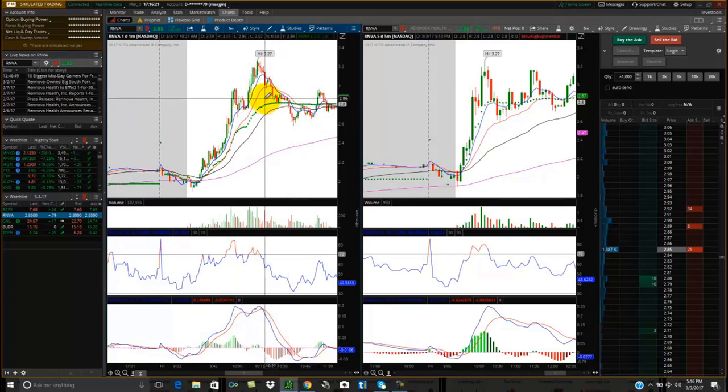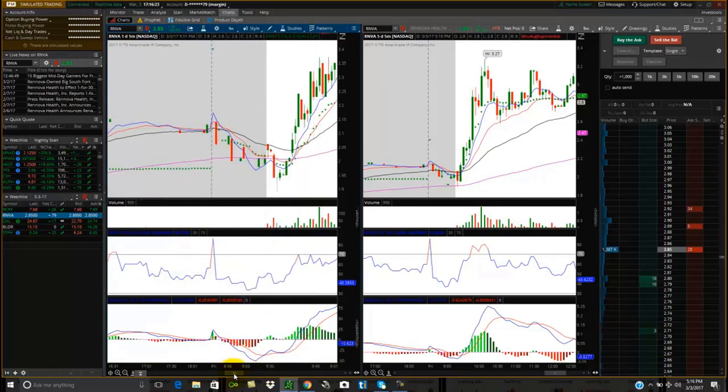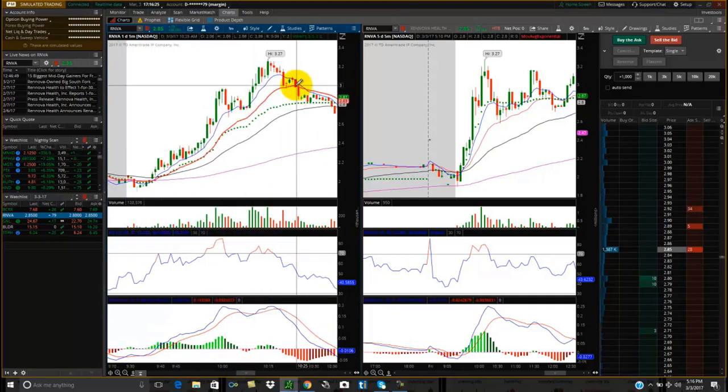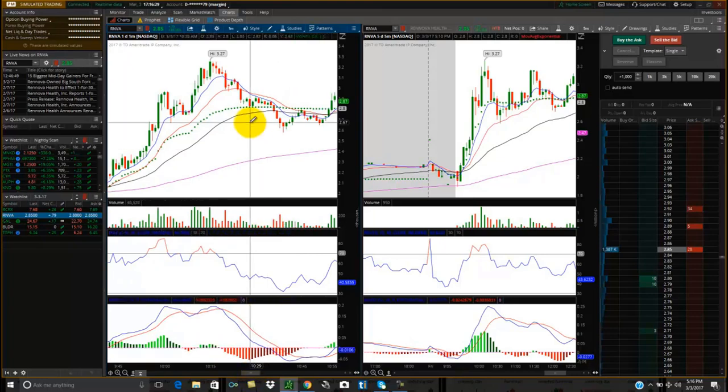And what happens here? You'll start to see the 9 starts to cross over the 20, which is a bearish signal. And what does price do? It starts to fall down. So that's where you really want to be. Always keep an eye on the 9 crossing the 20 or whatever indicators you're using. Make sure your short-term indicators are above, followed by your other ones. This is a very, very bullish sign.